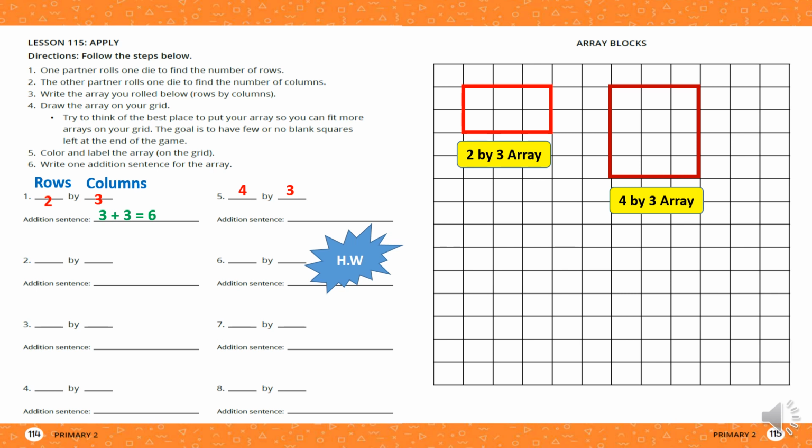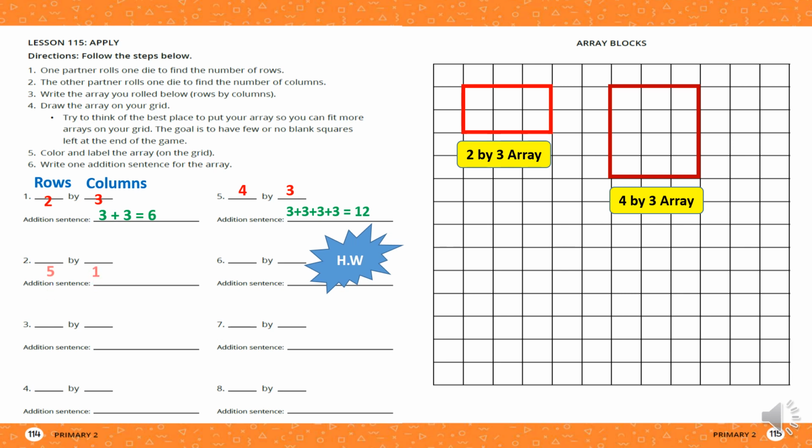Okay? The addition sentence. Look at the rows. Each row has 3 squares. So we will write 3 plus 3 plus 3 plus 3 equals 12. Okay, we will write 3 4 times because we have 4 rows.